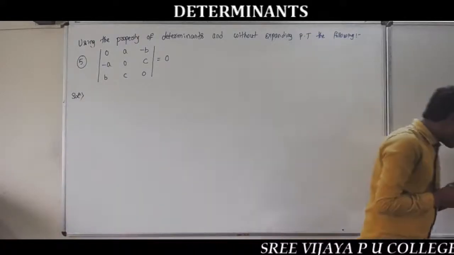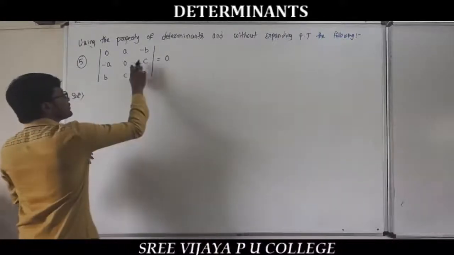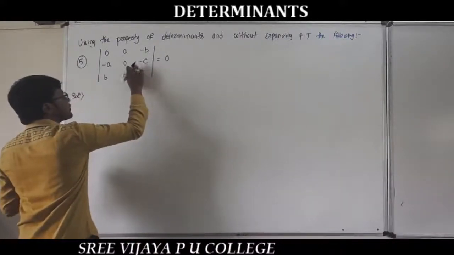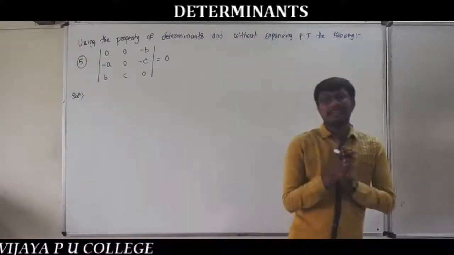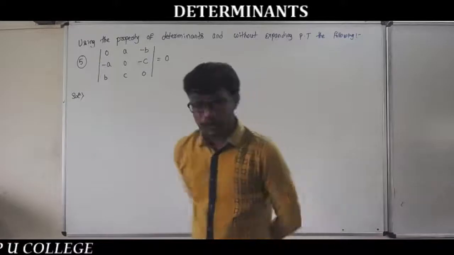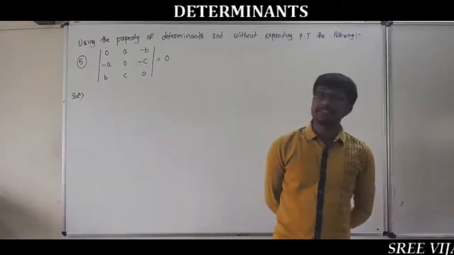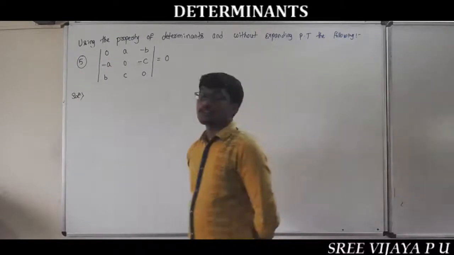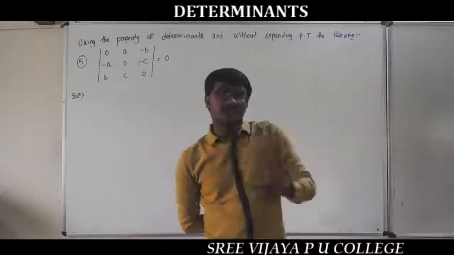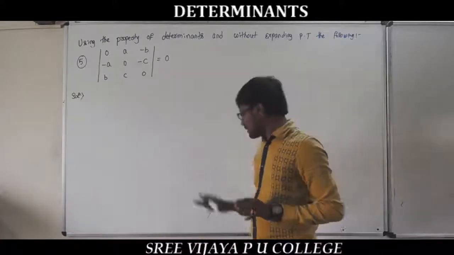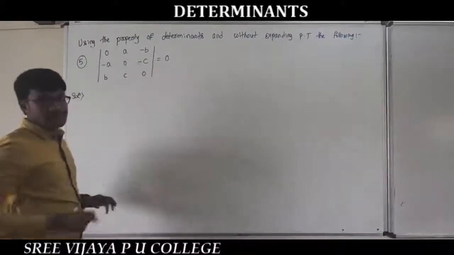So the question is the determinant with rows 0, a, minus b; minus a, 0, minus c; b, c, 0. You already know about symmetric and skew symmetric matrices. What is a symmetric matrix? A symmetric matrix means the transpose is the same as the given matrix, and skew symmetric means A dash is equal to minus A. Based on that concept, we can say whether zero principal diagonals mean the determinant is 0 or not.